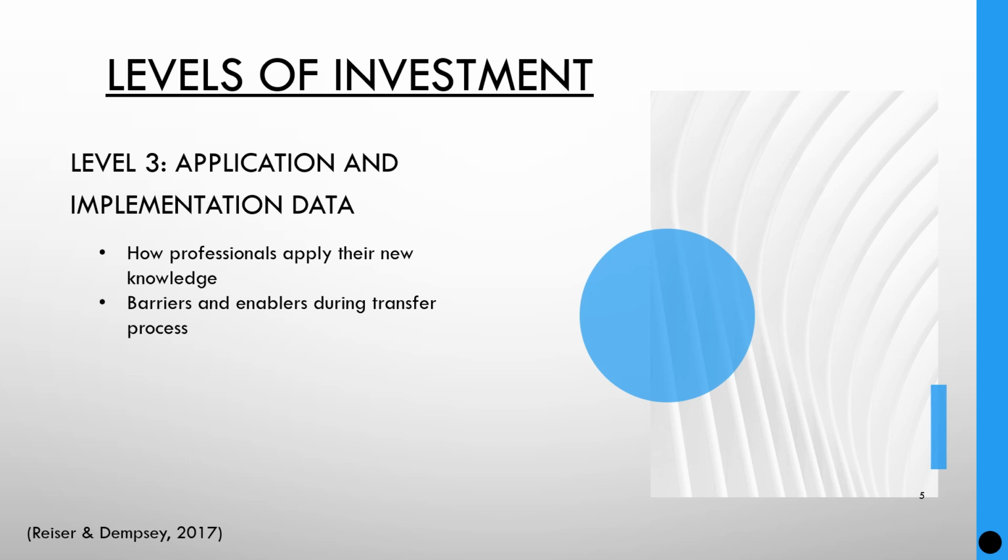Level 3, application and implementation data. This is when your professionals have their trainings, they have their curriculum, they know what they need to do, but how are they going to do it? How are they going to take that information and apply it to their classrooms? How are they going to take what you have taught them and turn it into a successful program? These are their barriers and enablers during this transfer process.